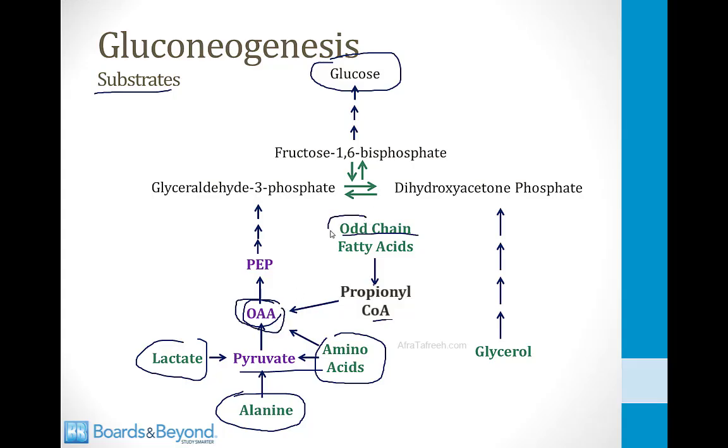The words odd chain are very important here. Even chain fatty acids cannot be turned into glucose. They can be used for energy via the pathway of beta oxidation, but they cannot be converted back into glucose. Only odd chain fatty acids can become glucose.